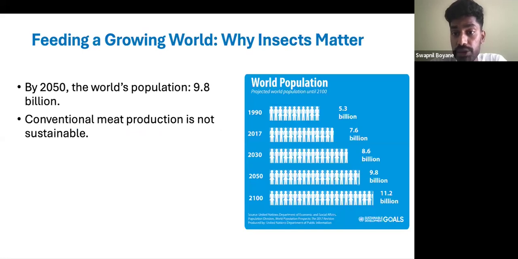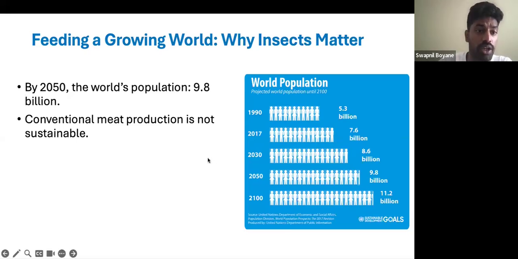So here we have the UN report which shows that during the 1990s the world population was 5.3 billion, and by 2017 it was 7.6 billion. And there are estimates that suggest that by 2050, about 25 years from now, it's going to be 9.8 billion, and 75 years from now it's going to be 11.2 billion.